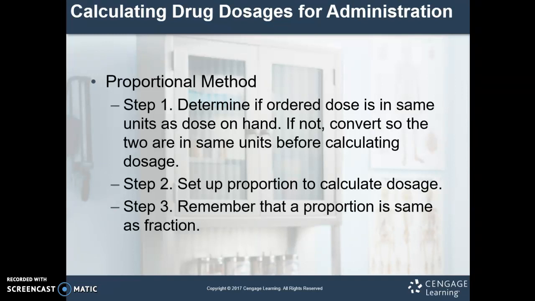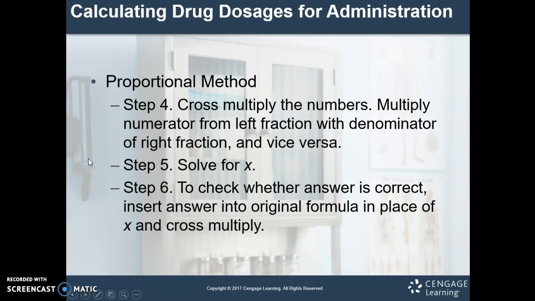Step 2, we're going to set up a proportion to calculate the dosage, and just like in algebra, this is just solving for x. It should be a super straightforward fraction on one side equals a fraction on the other side, and there's an x somewhere, and we're going to solve for that x. And step 3, of course, is remember that a proportion is the same as a fraction, which is kind of what we just said. We're going to cross-multiply the numbers, so if you've got x on the bottom, you're going to cross-multiply it with the number on the top, put that on one side of your equation, cross-multiply the other side, put that on the other side of your equal sign, and then we're going to solve for x.